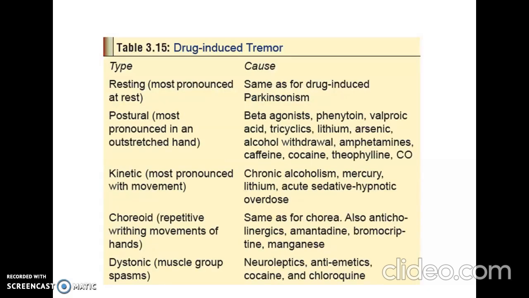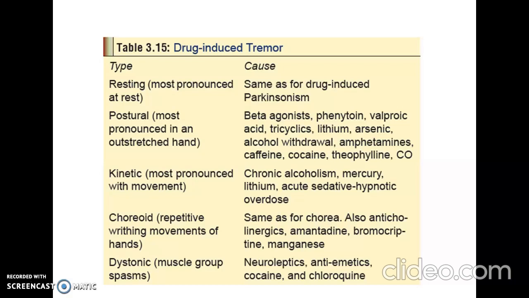Then coming with the tremors, drug-induced tremors. Now let us see the types of tremors and what are the causes. Resting tremor, more pronounced at resting time, can be seen, same as for drug-induced Parkinsonism. The same causes can cause these tremors. Then sometimes postural tremor, most pronounced in outstretched hands, caused by beta agonists, phenytoin, valproic acid, tricyclics, lithium, arsenic, alcohol withdrawal, amphetamines, caffeine, cocaine, theophylline and carbon monoxide.